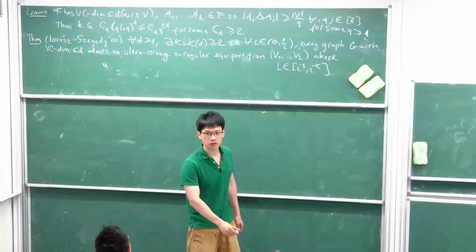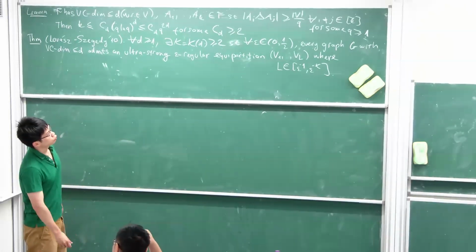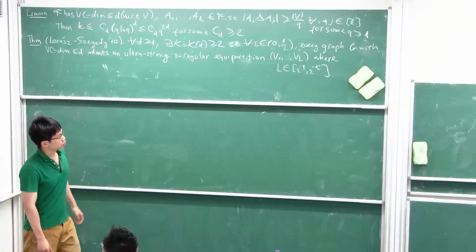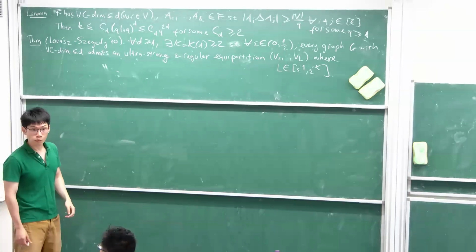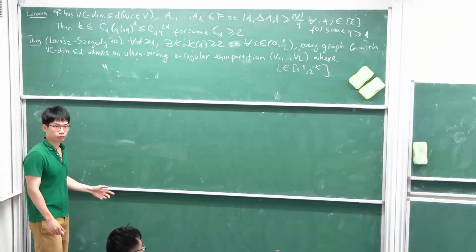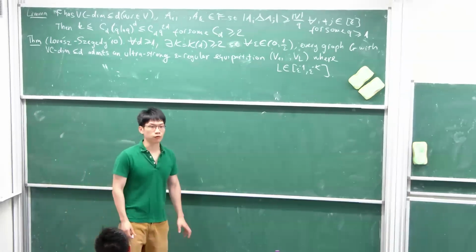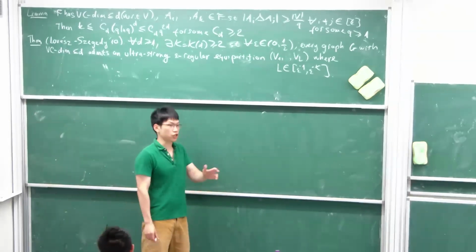Today is going to be the last talk of the series, and I'll try to explain some ideas behind the proof of this ultra-strong regularity lemma of Lovász and Szegedy. After that, I will try to explain the ideas behind the proof that perhaps we can find a regular partition with the additional property.